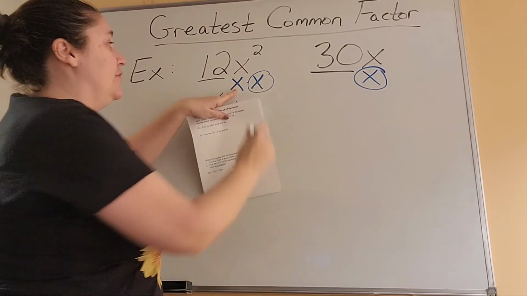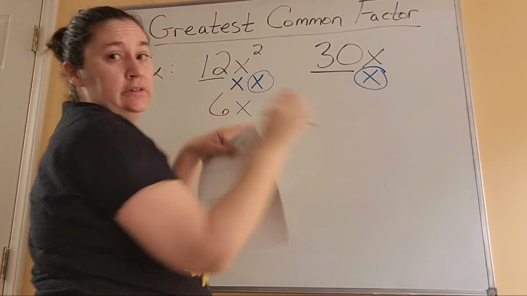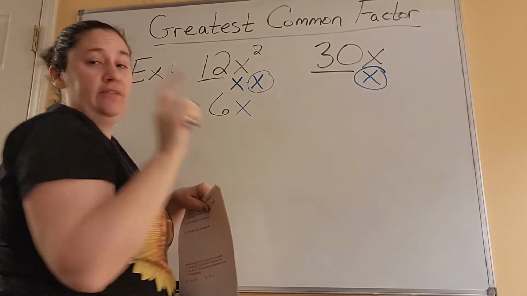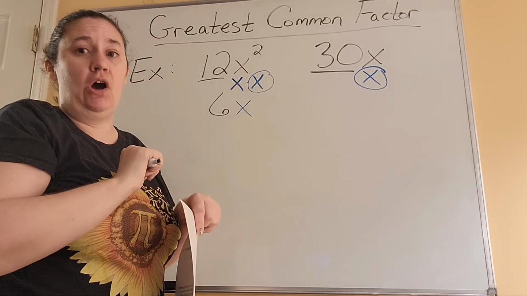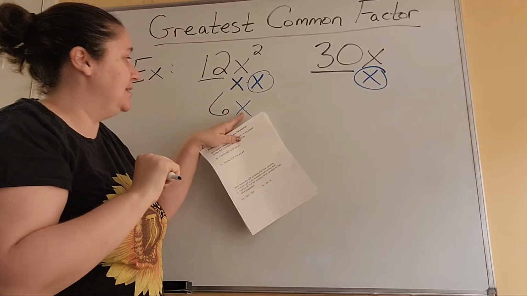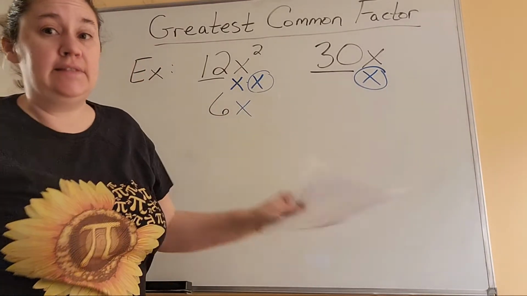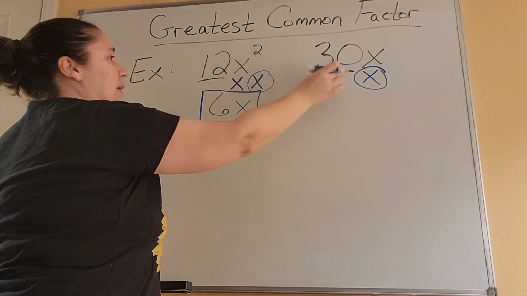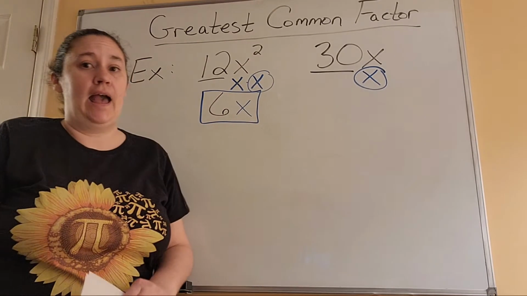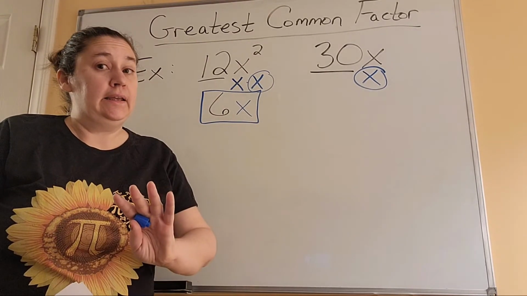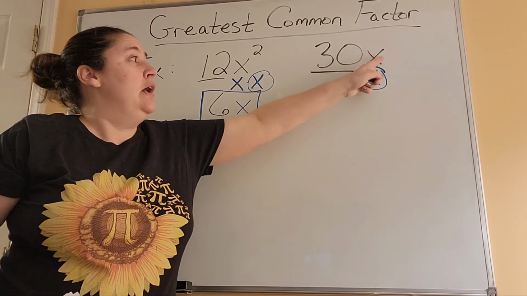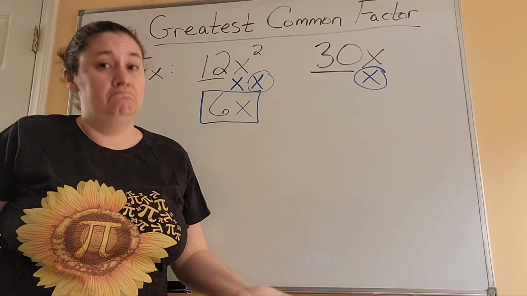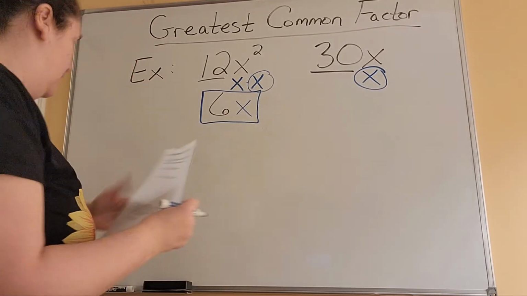Do they have another x in common? No. This one has one x, this one has two x's. They have one x in common. So put an x with the answer, and that's it. The greatest common factor of 12x squared and 30x is 6x. Basically, you take the variable that has the smaller exponent and write it down with your answer. Let's do another example.